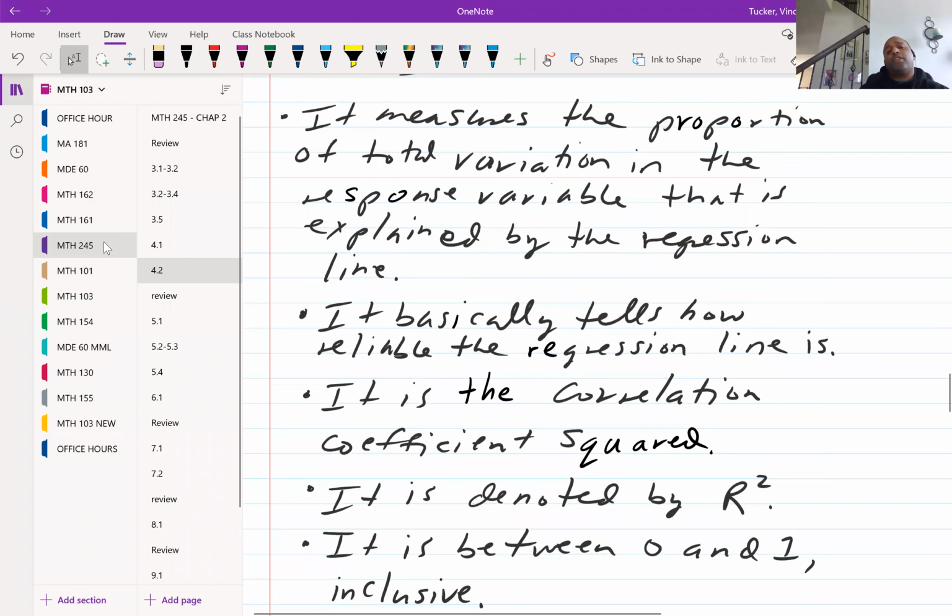So coefficient of determination, last thing out of chapter 4. It measures the proportion of total variation in the response variable that is explained by the regression line. It basically tells how reliable the regression line is. It is the correlation coefficient squared. It's denoted by R squared, capital R squared. So that's the symbol you use for it. It's also between 0 and 1 inclusive.